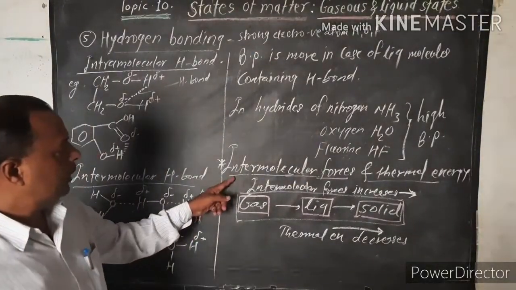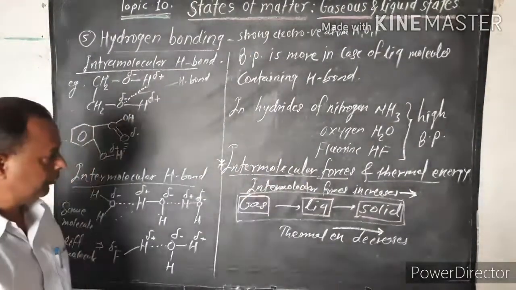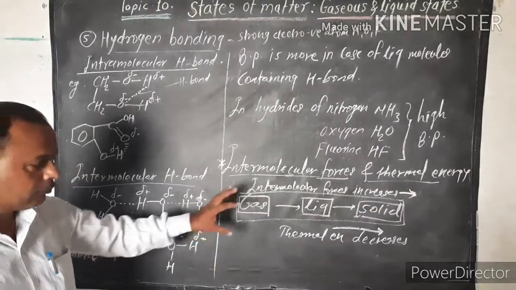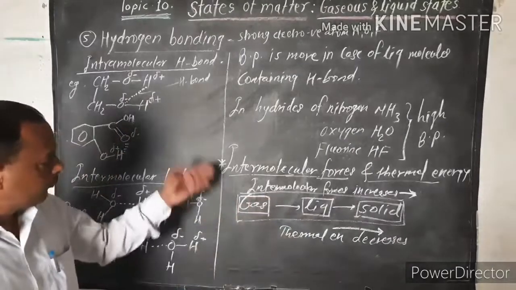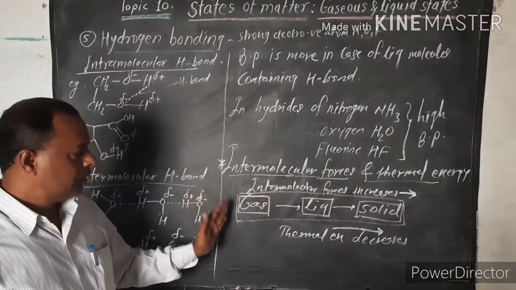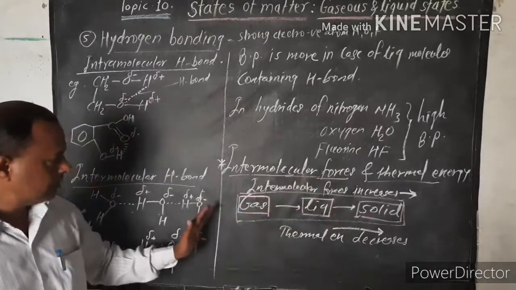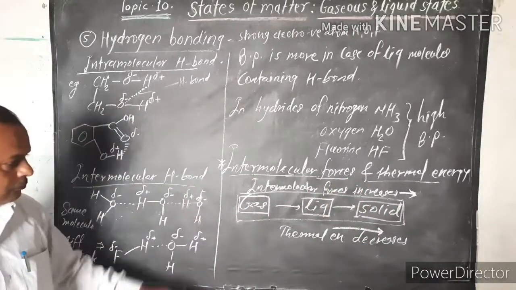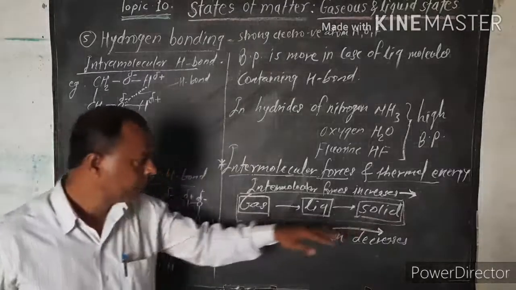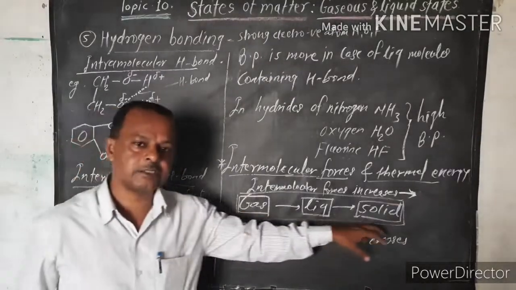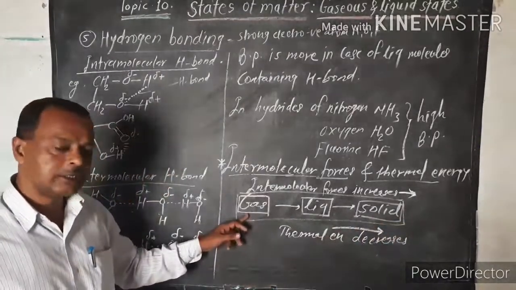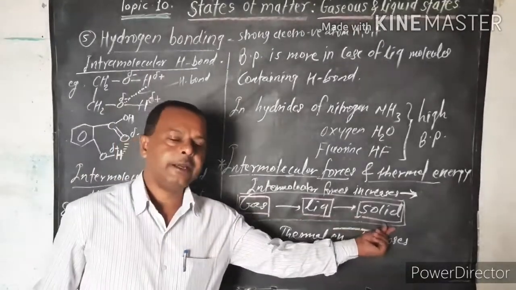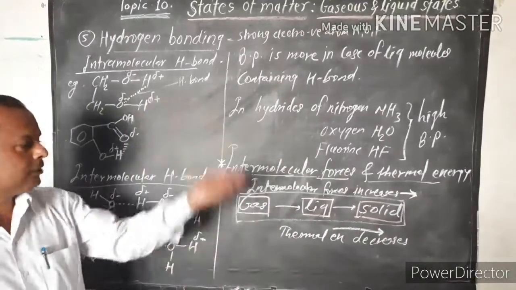Now, intermolecular forces and thermal energy. The next topic is how intermolecular forces and thermal energy are related to each other. As we see, the states of matter change like this: gas converts into liquid, and liquid converts into solid. What happens here? The intermolecular force of attraction is very weak in gas, quite more in liquid, and more in solid.